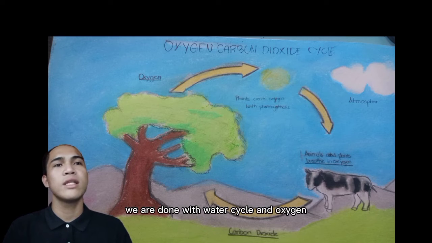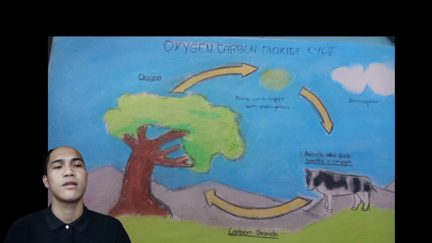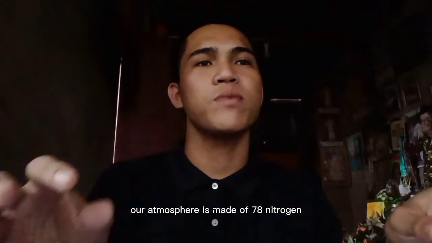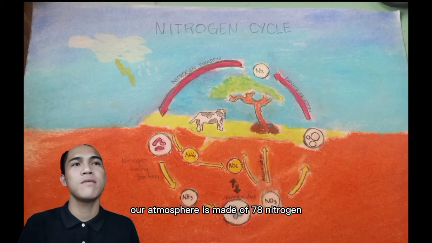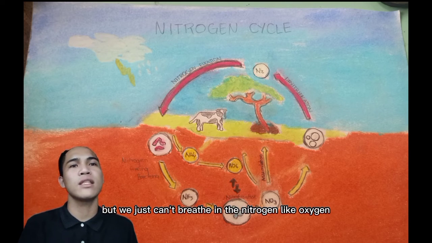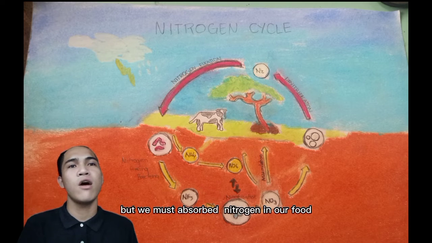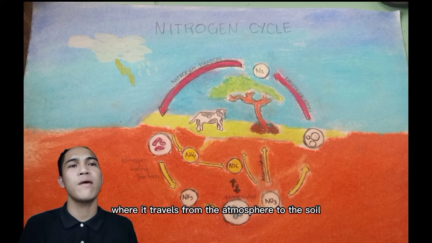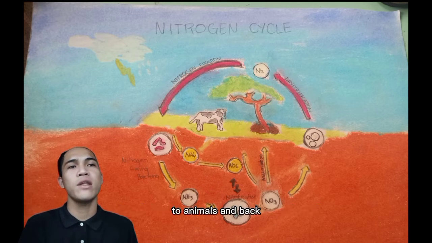We are done with the water cycle and oxygen cycle. Let's proceed to the nitrogen cycle. This is my drawing of the nitrogen cycle. Our atmosphere is made of 78% nitrogen. We need nitrogen for our DNA and for proteins, but we just can't breathe in nitrogen like oxygen. But we must obtain our nitrogen from our food. Nitrogen follows a cycle where it travels from the atmosphere to the soil, to animals, and back, in a cycle.